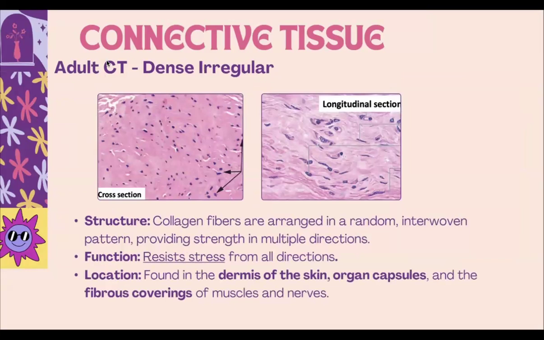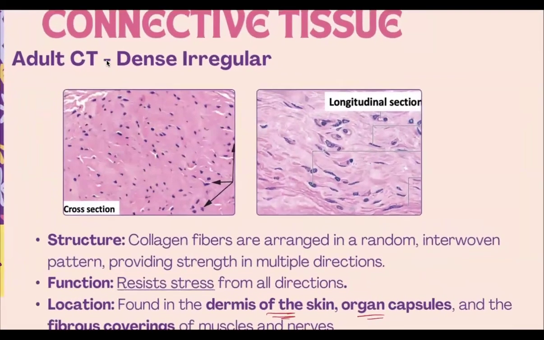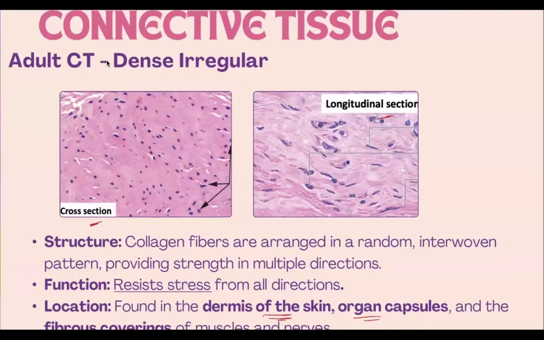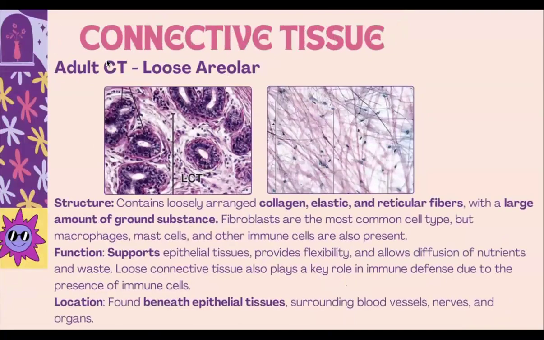And so you can find this in the dermis of the skin. You can find this in the capsules of the organs. So organs that have capsules, you have your spleen, you have your kidney. That capsule is made by dense irregular tissue. And remember when I was telling you about how cutting the tissue for tissue processing, cutting it in different angles can produce different images. So here, look at the difference between the cross section and the longitudinal section. They look completely different, but they are the same thing.